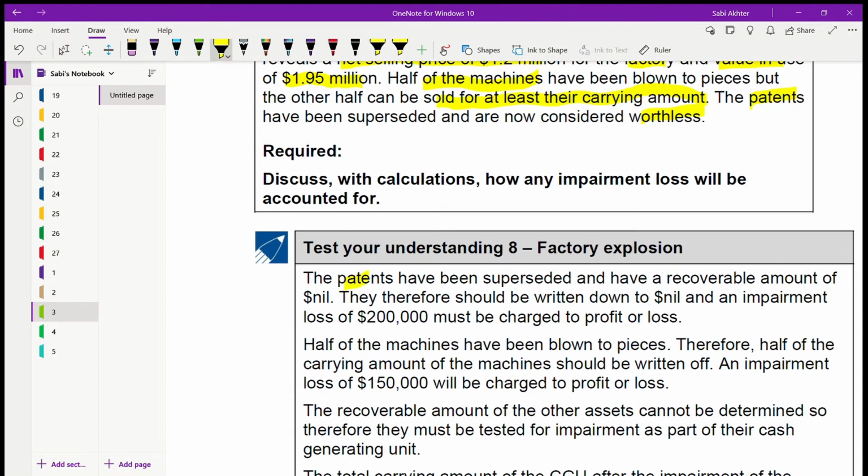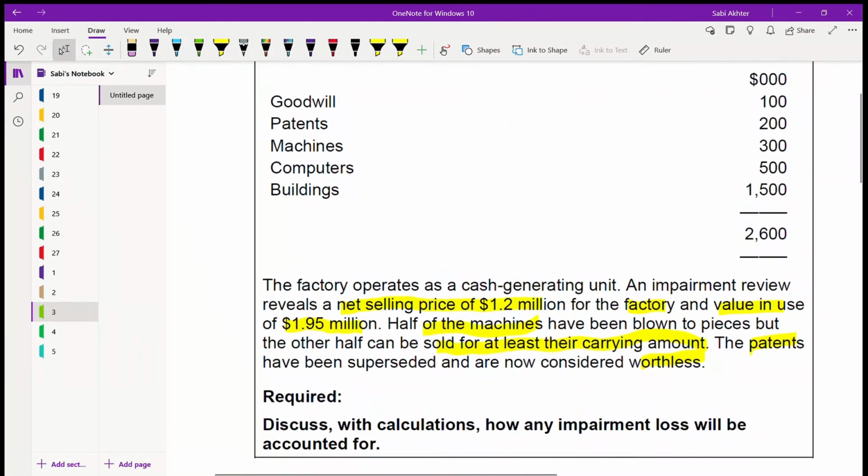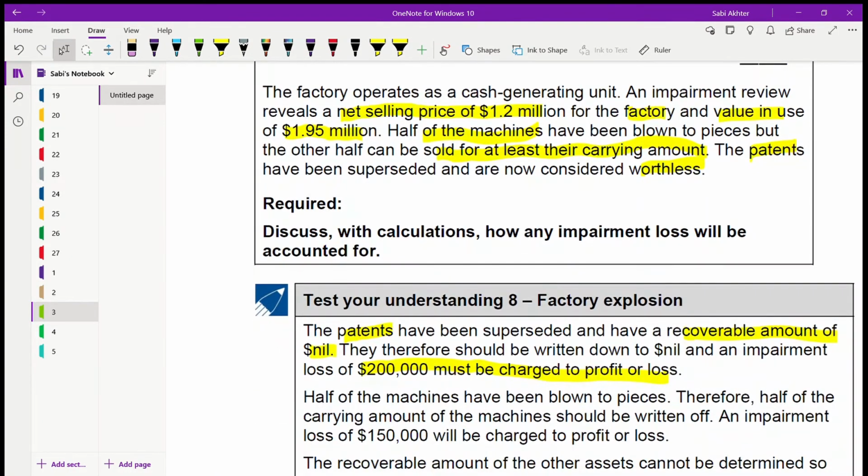They have been superseded and have a recoverable amount of nil because they are not worth anything. That means their recoverable amount is nil. They therefore should be written down to nil, and an impairment loss of 200,000 must be charged to profit and loss. Recoverable amount is nil, so carrying amount minus 0 is the carrying amount. What is the carrying amount of the patents? 200,000. That means you need to write it down by 200,000.